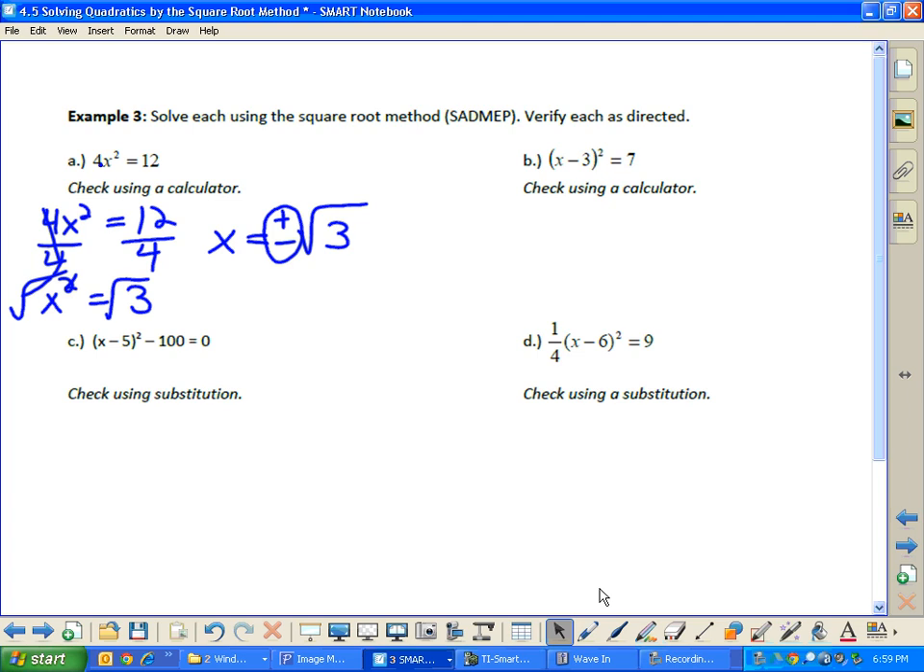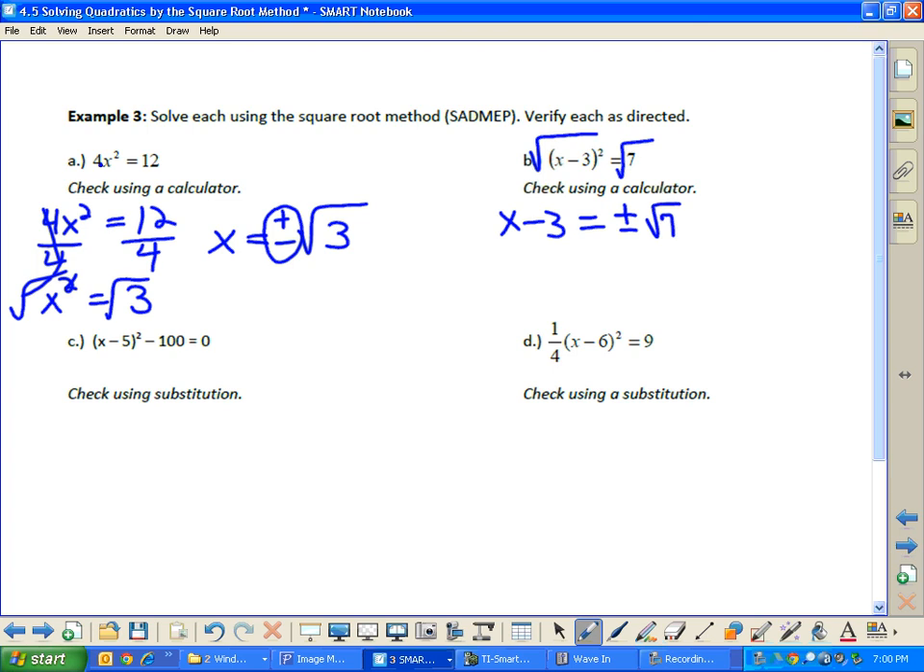Yeah, it's that PEMDAS. So the parentheses, that minus 3 that's in the parentheses, comes at the very end. So I would not start this problem by adding 3 to both sides. I would actually just go right to the E, right? Got to undo the exponent. So I'm going to square root both sides first. So I have x minus 3 equals plus or minus the square root of 7.